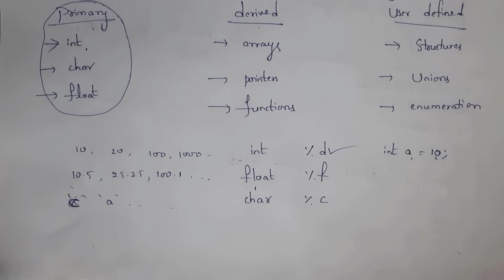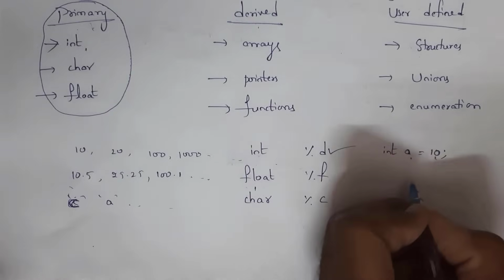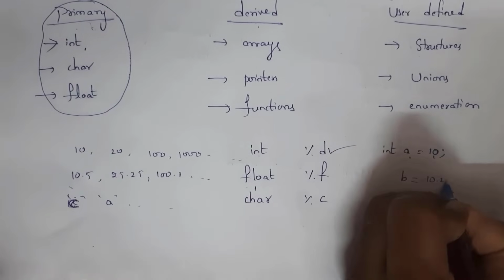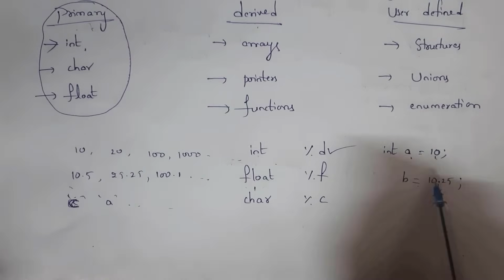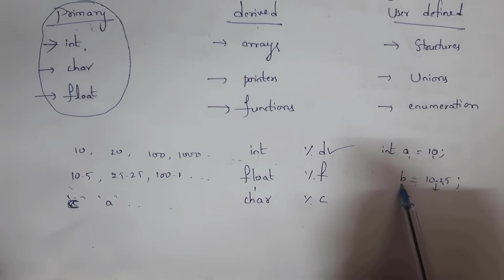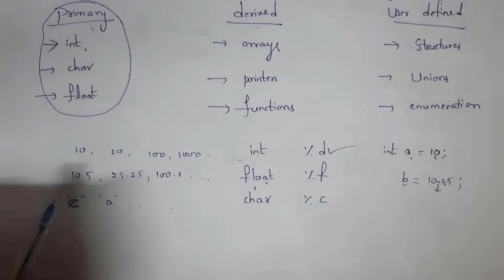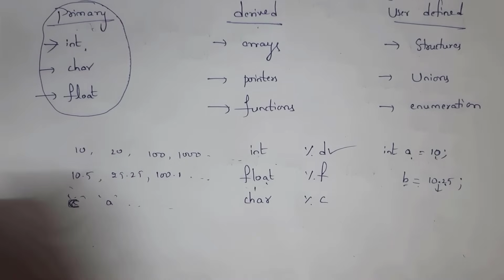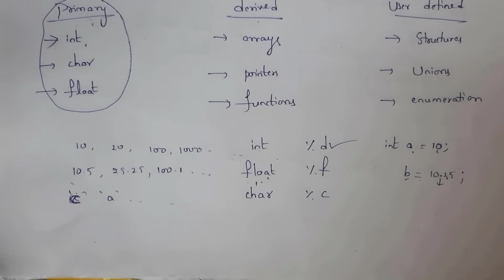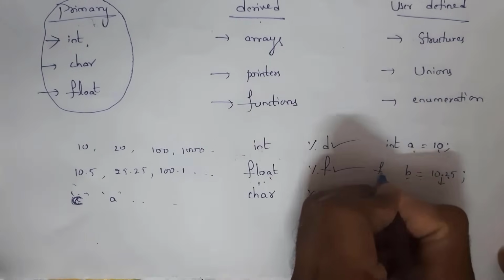And similarly, for example, if you want to assign any floating point values to a variable, for example, b equal to 10.25, point represents floating point value. So whenever you want to assign any floating point values to a variable, then you need to use data type float. For example, 10.5, 25.25, 100.1. All these are floating point values. Whenever you use float data type, you need to use format specifier %f.